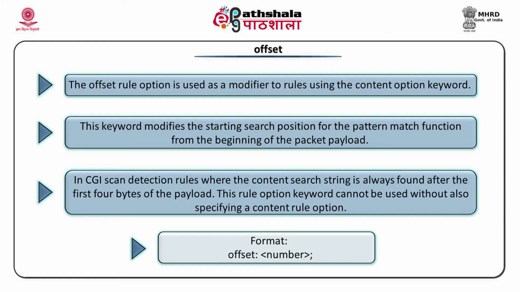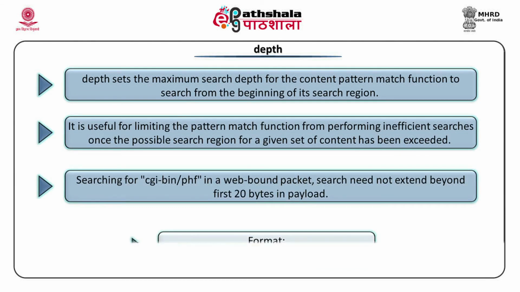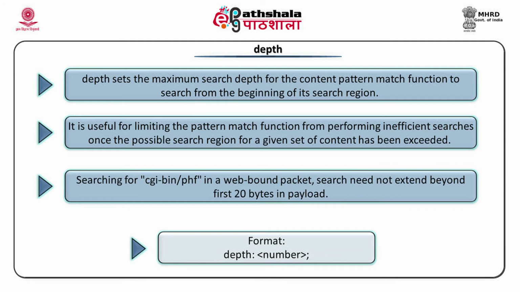The offset rule says from where you need to start looking for a search. It modifies the starting search position for the pattern match functions from the beginning of the packet payload. Usually the search begins from the start of the packet payload. For example, in CGI scan detection rules, the content search string is never found in the first 4 bytes. So, we can set offset to be 4, so the search should always begin after the 4th byte.